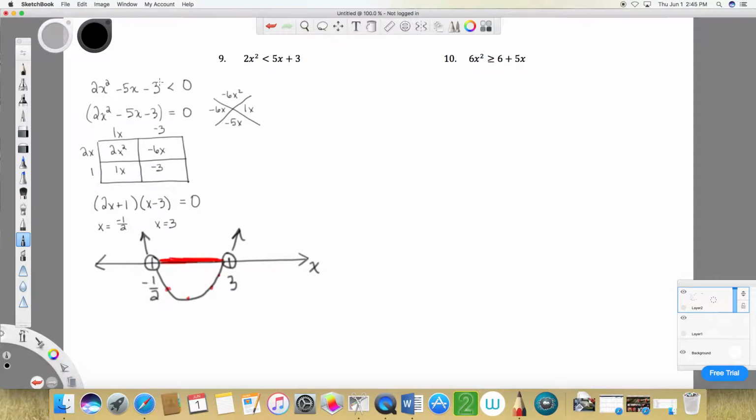And is it true that negative 3 is strictly less than 0? Well, yes, negative numbers are less than 0. So if I haven't made an error in my factoring, I have my solution now.